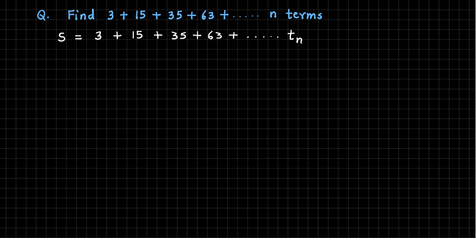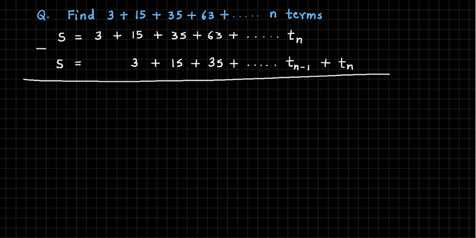Now we write the same series, but with all the terms shifted to the right. That is, I will write 3 below 15, plus 15 below 35, plus 35 below 63 and so on. The term which comes below Tn will be nothing but the term previous to it, that is Tn minus 1, and the last term will be Tn. Now we subtract the two expressions.